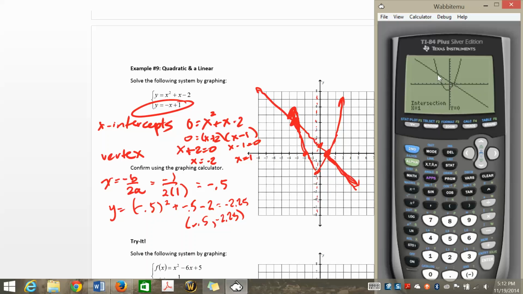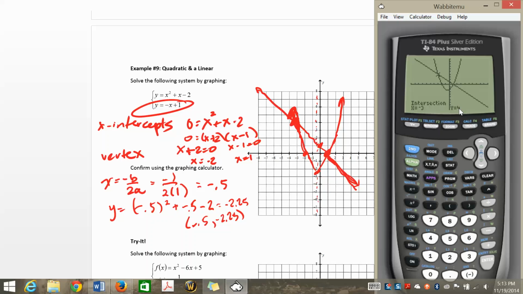If I want to figure out where this intersection point up here is, I go through the same process again. Hit second trace to get the calc menu. Choose option 5 for intersect. Make sure my first curve is on the parabola, my second curve is on the line, and then just arrow up so that you're close to where the intersection is. It doesn't even have to be exact, but this says the closest intersection's at -3, 4.